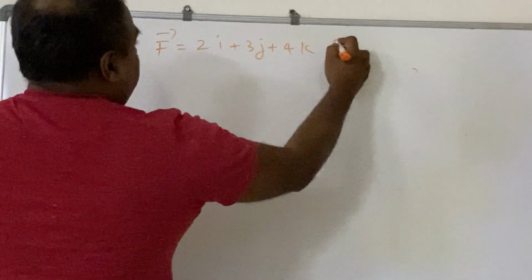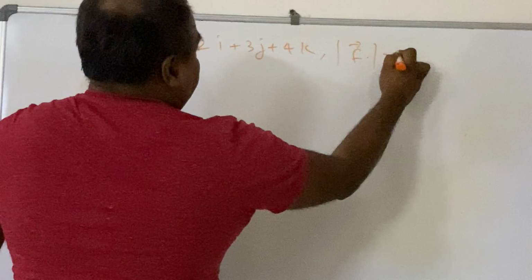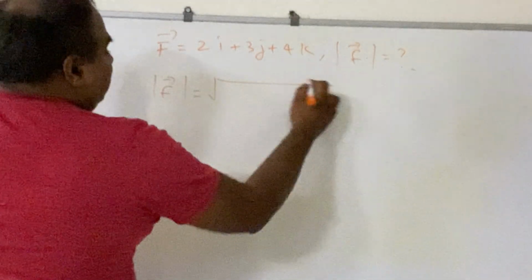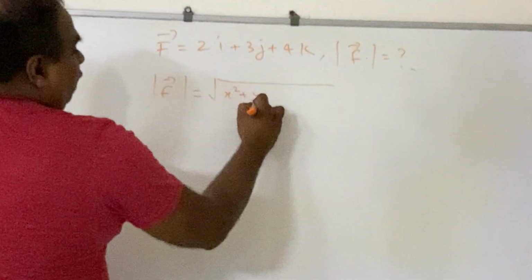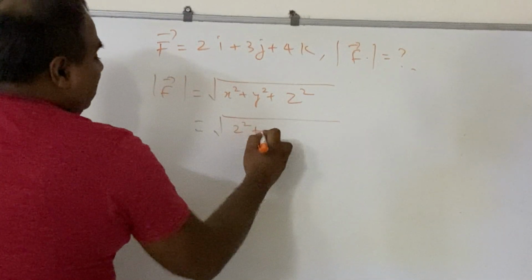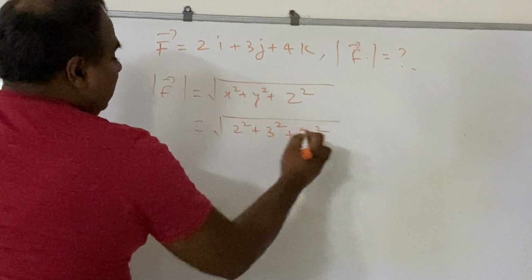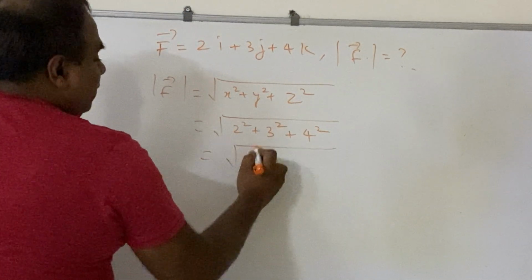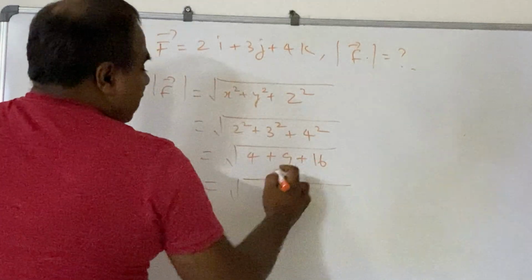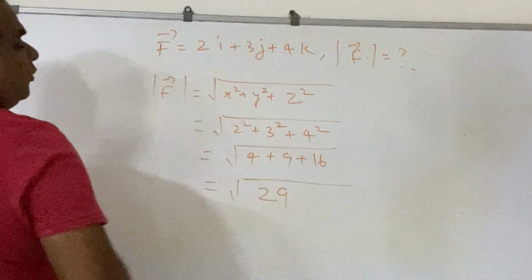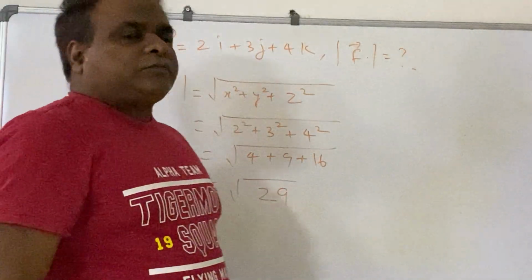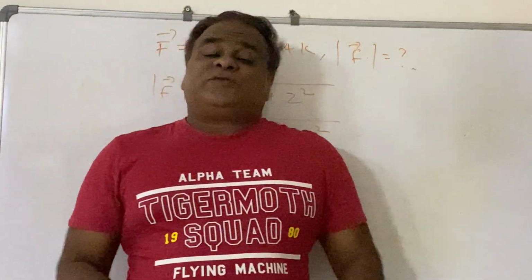Then they are asking what is the modulus of vector f. The modulus of vector f will be root of x square plus y square plus z square. That means root of 2 square plus 3 square plus 4 square, which is root of 4 plus 9 plus 16, that means root of 29. So this is the way you can calculate the modulus of a vector expressed in terms of i, j and k.